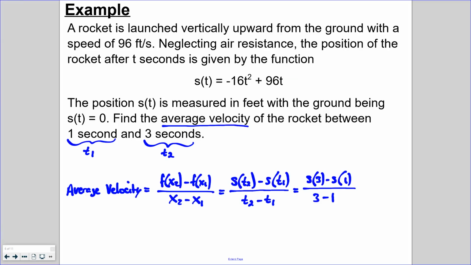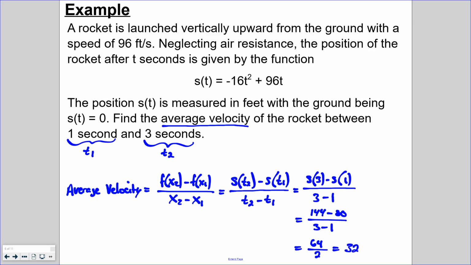All right, so thanks to our calculator, we know what s of 3 and s of 1 are, so we can plug those in. So that's going to give us 144 minus 80 all over 3 minus 1, which can simplify down to be 64 over 2. And I just realized that my 80 looks a lot like an 86, so let's just rewrite that, because that should be 80. All right, then 64 divided by 2 is 32. And we are almost finished.